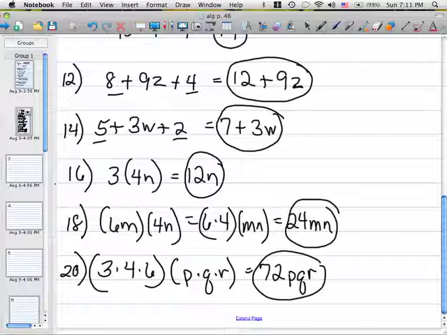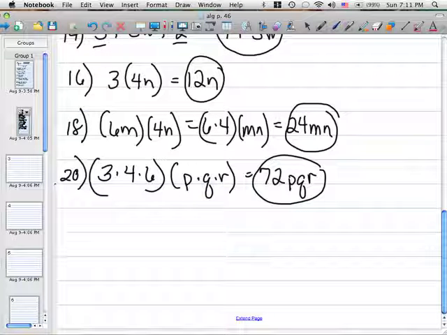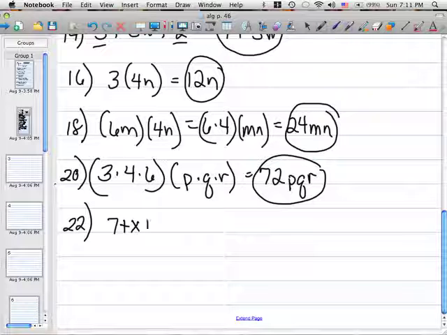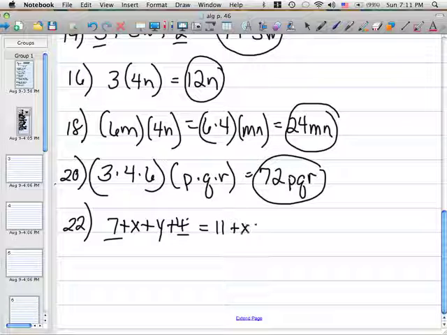The next set of problems, we're continuing to do the same thing. Collect like terms. So 22. The 7 and 4 I can add together. So that gives me 11 plus x plus y.